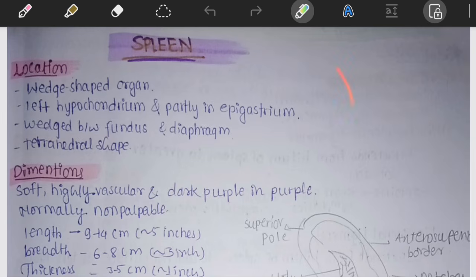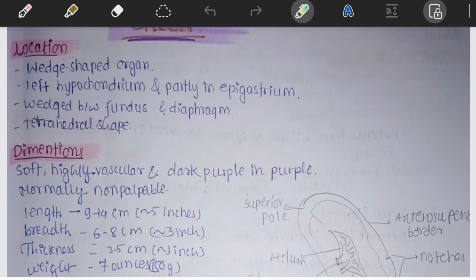First, imagine it lies in the hypochondrium and partly in the epigastrium. It is positioned between the fundus of the stomach and the diaphragm. Why is its location important? Because the spleen is not sitting randomly. Its position is closely related to the diaphragm, stomach, left kidney and splenic flexure of the colon. And this will explain almost all of its visceral relations later.